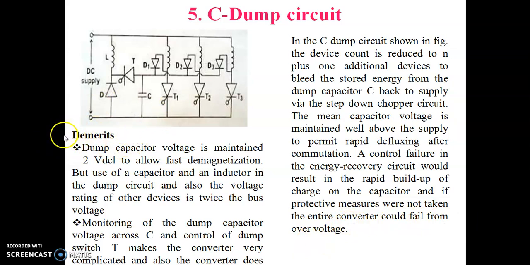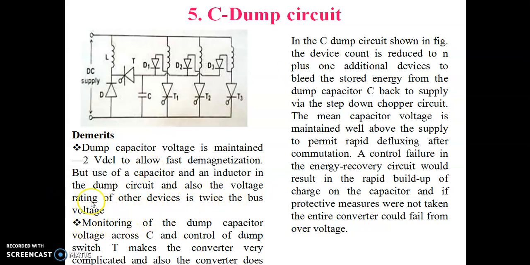And let us discuss the demerits of this type. The dump capacitor voltage is maintained as -2 VDC. This capacitor voltage is -2 VDC, which is for fast demagnetization. But the use of a capacitor and an inductor in the dump circuit, and also the voltage rating of the devices, is twice the bus voltage.